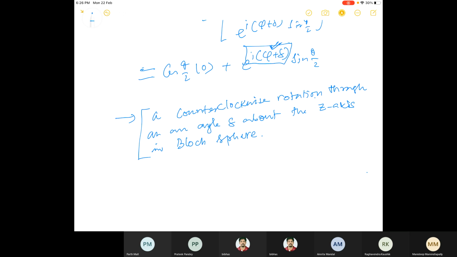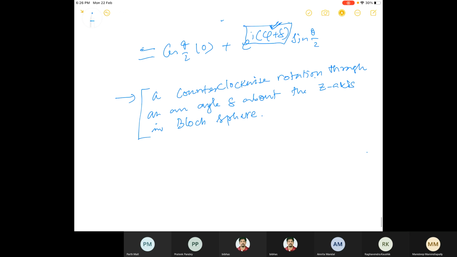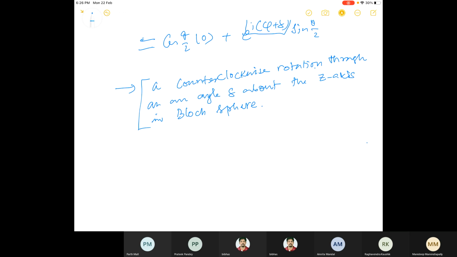Not only that, this gate has another very interesting property. Here is an application. That's why I wrote RZ. R stands for rotation, Z for around the Z axis, and delta is by an amount delta. So that's why RZ delta. This and Hadamard.